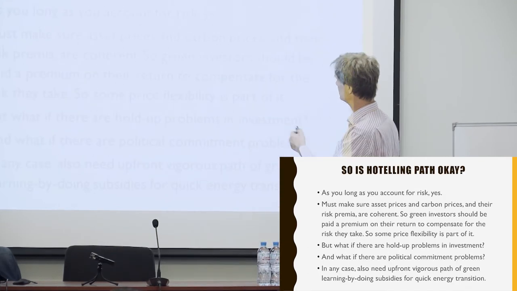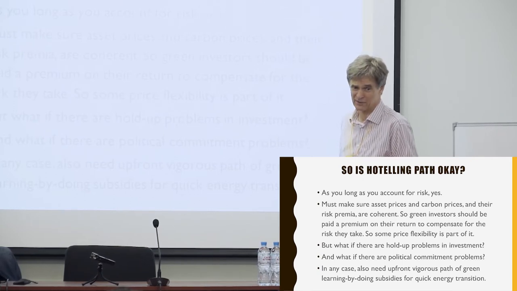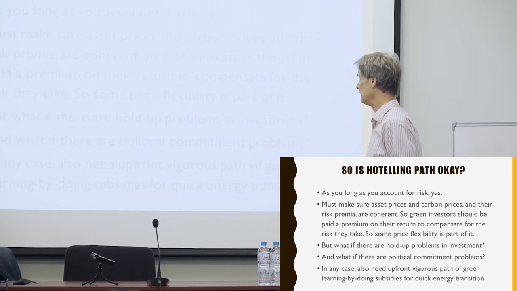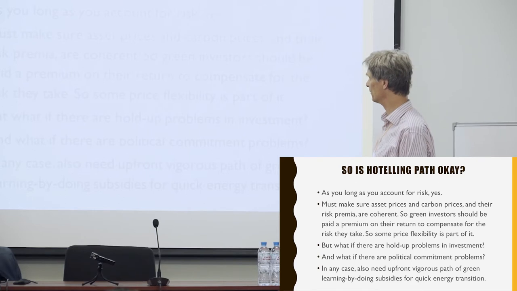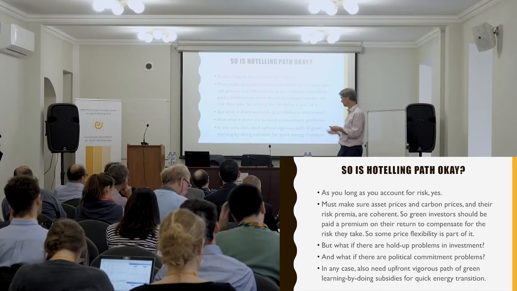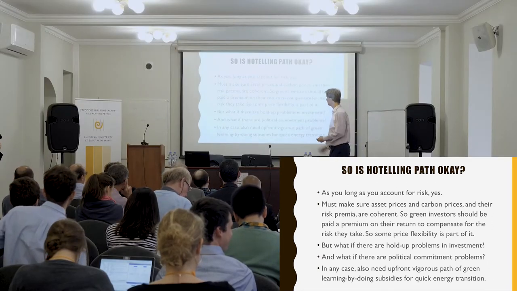So is the Botanic path okay? Well, I'm not sure. I would allow the damages as well, because you get these green paradox effects coming, that you do procrastination bias unless you do it properly. But if you do it, you must make sure that asset prices and carbon prices are coherent. So green investors, you should allow the fact that they pay a premium on their return to compensate for the risk they take. So part of the flexibility is there.